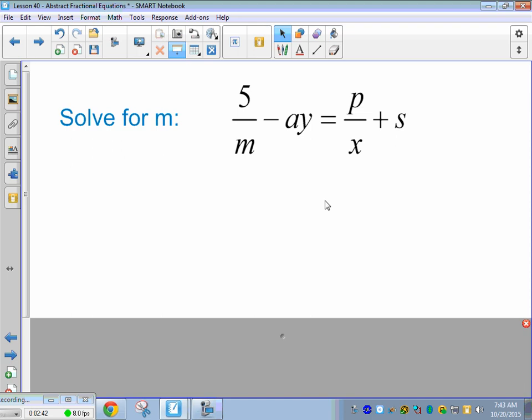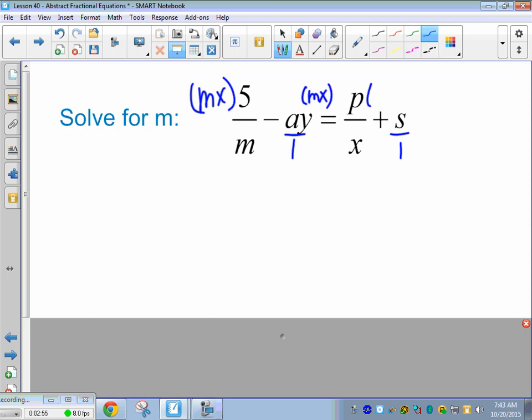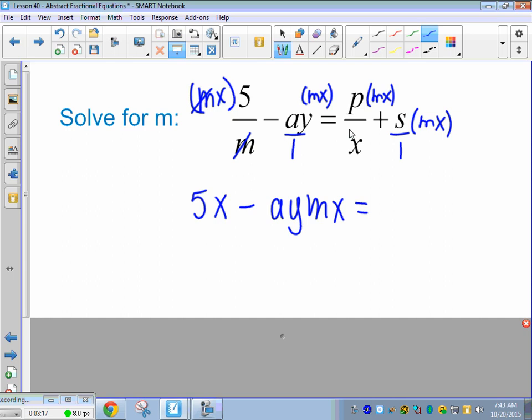So Stephen, what should I multiply every term by? Very good. So if I put all these over 1, my common denominator is mx. So I'm going to multiply each term by mx. All right. So in the first term here, the m's cancel, and we're left with 5x. In the second term, nothing cancels, so we're just going to write minus a y mx. On the other side of the equation, my x's are going to cancel, and we have pm.